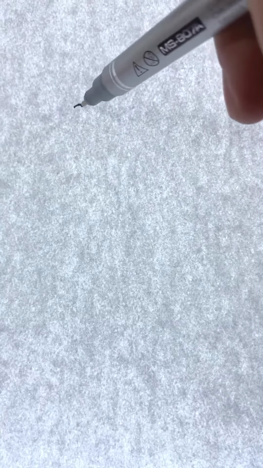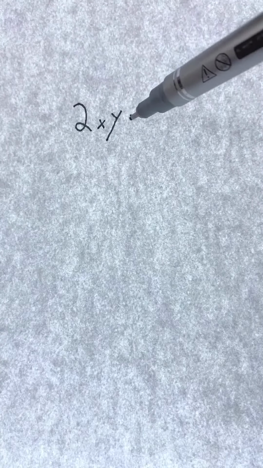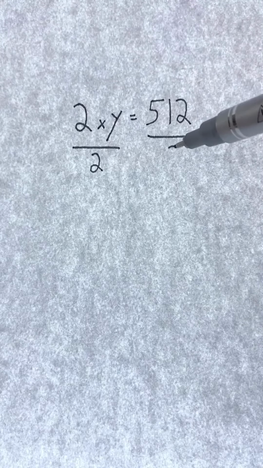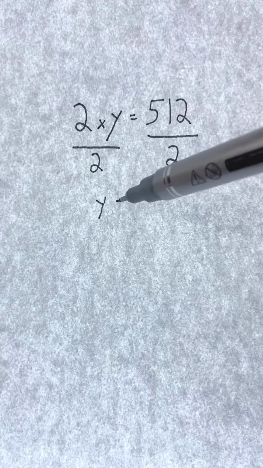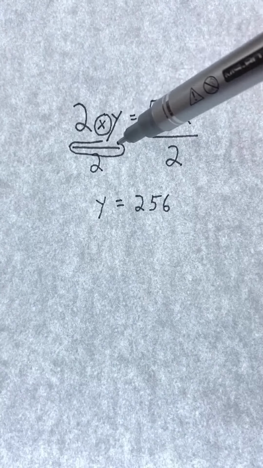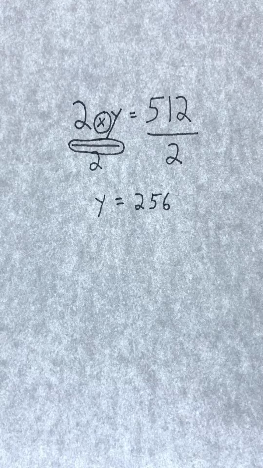Let's move up one level in complexity. How about this equation? 2 times y equals 512. To solve for y, we divide both sides by 2. The division by 2 undoes the multiplication by 2. In other words, division is the inverse of multiplication.